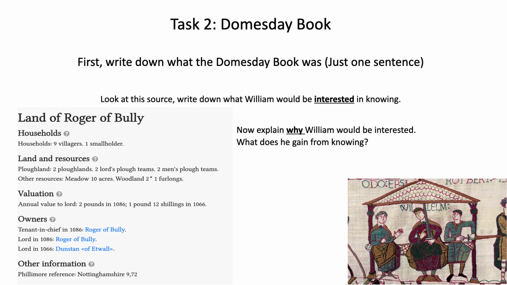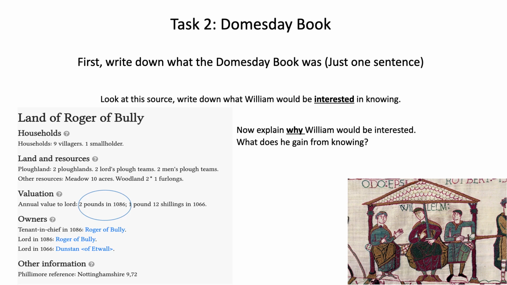Okay, so I'm just going to point out some things that I think he would be interested in knowing. If you have something else, as long as you can explain why, I think that's perfectly fine. Because let's be honest, pretty much everything there William would like to know because he's asked for it. It's all about explaining the reasons.